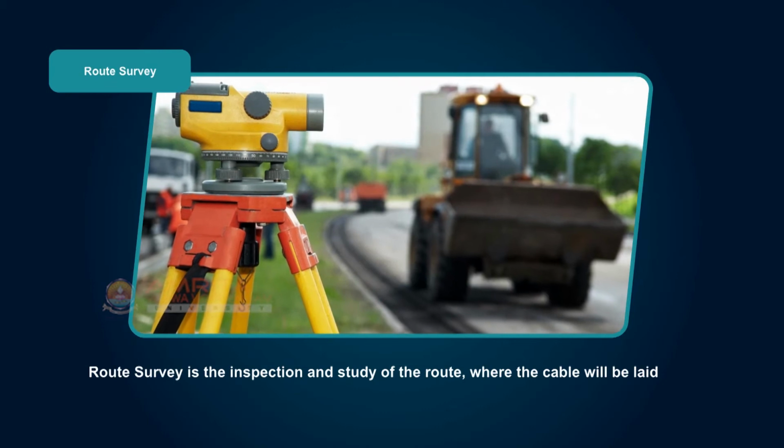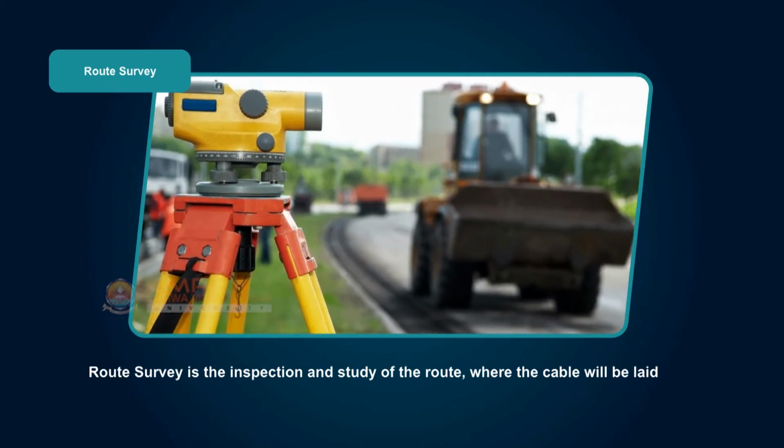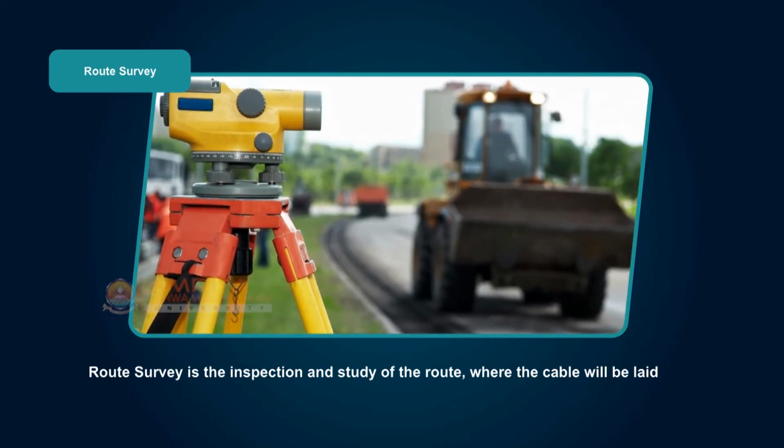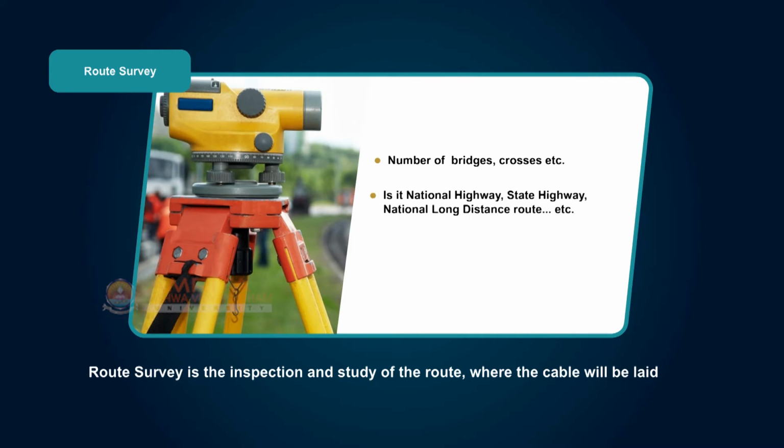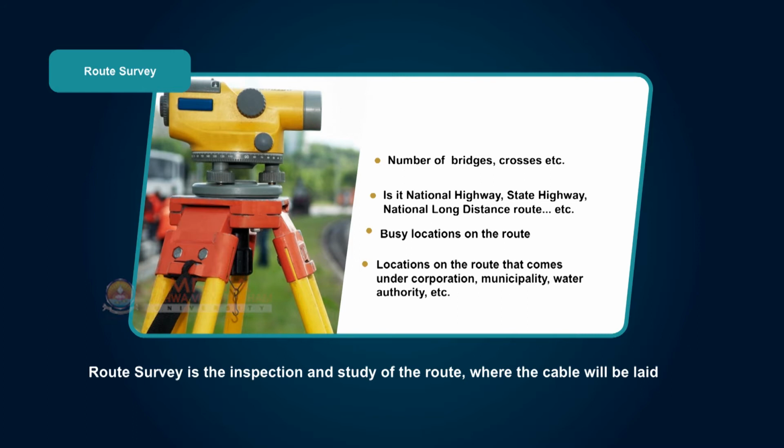Route survey. Route survey is the inspection and study of the route where the cable will be laid. During a physical route survey, the following aspects are looked upon: the number of bridges, crossings, etc. on the route, whether it is a national highway, state highway, or national long-distance route, etc., the busy locations on the route, and the locations on the route that come under the corporation, municipality, water authority, etc.